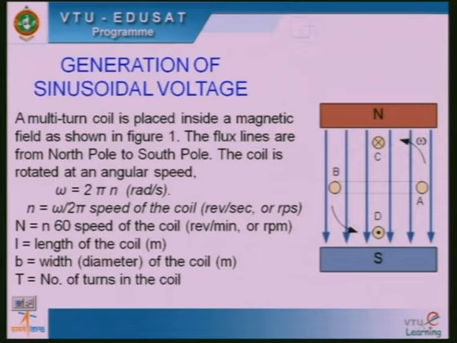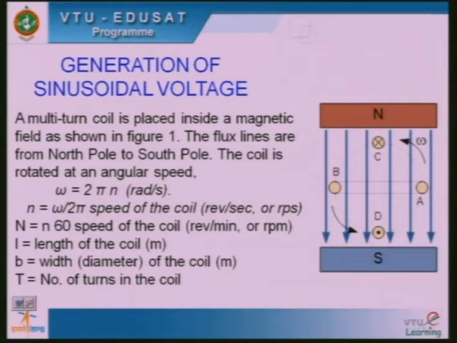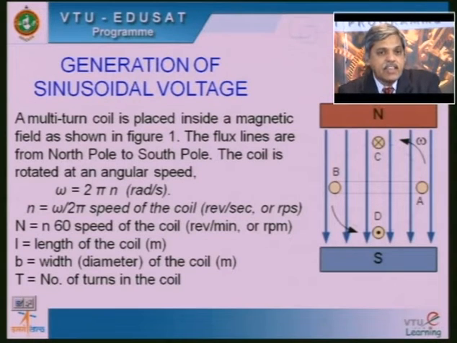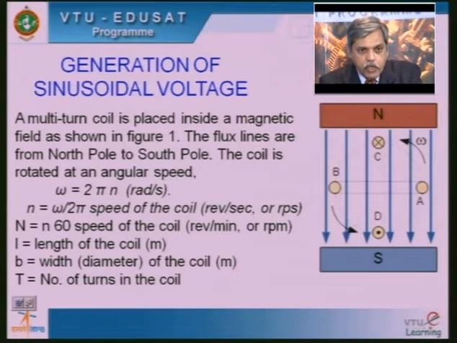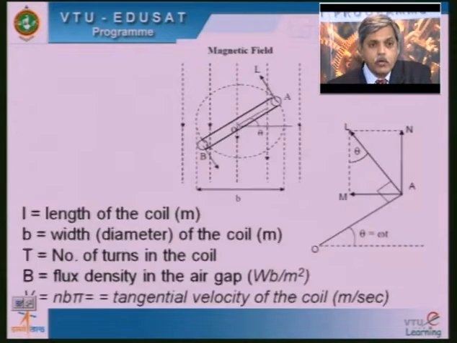N we also call the speed of the coil in revolutions per second, or we can also calculate the speed in revolutions per minute. For that, N should be multiplied by 60, then I will get the speed in revolutions per minute. L is the length of the coil, B is the width of the coil, and T is the number of turns in the coil you are placing.